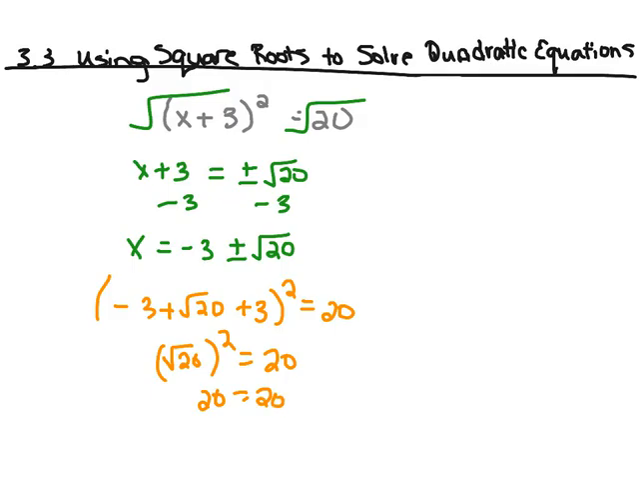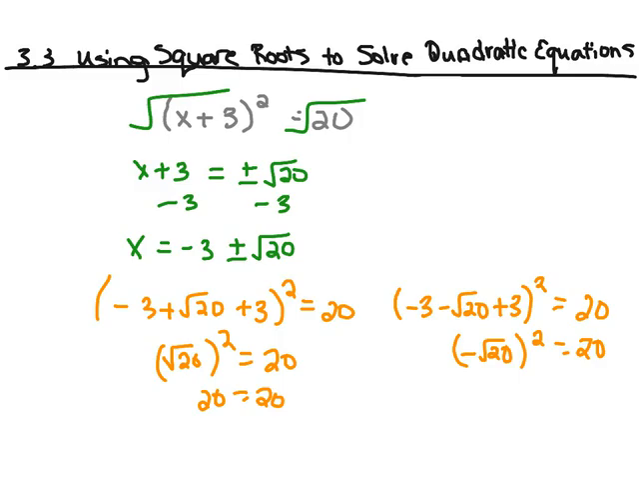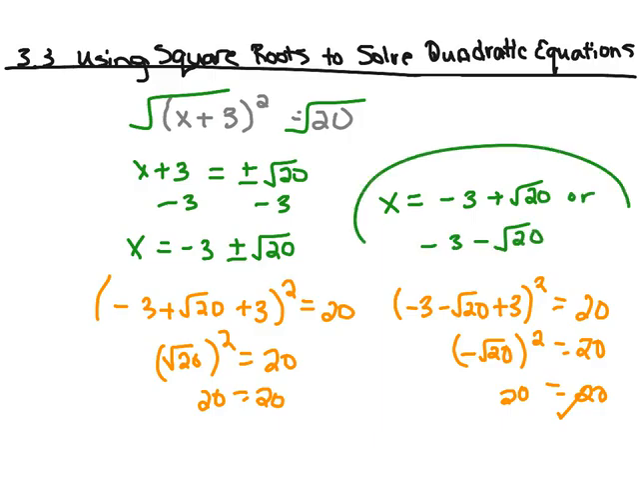And if we do it with the negative, negative 3 minus root 20 plus 3 squared equals 20, we get negative root 20 squared equals 20, and negative root 20 times negative root 20 is 20. So both solutions work. So x equals negative 3 plus root 20 or negative 3 minus root 20.